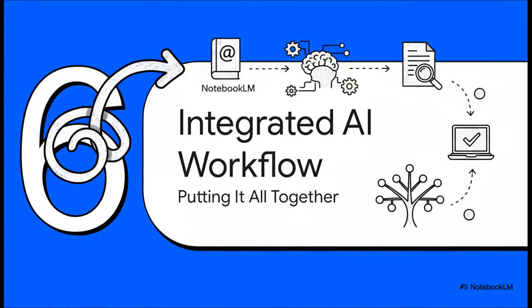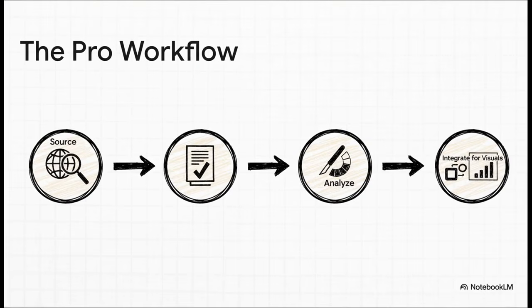Okay, let's bring it all home. Our final section is about the complete, integrated AI workflow. This is how the whole system works together from start to finish. So here it is, the pro workflow in a nutshell. You source strategically, you validate everything rigorously, you analyze with surgical precision, and then you integrate with visual tools like Gemini to bring it all to life. You see how each step just builds on the last? It creates this powerful, repeatable system.